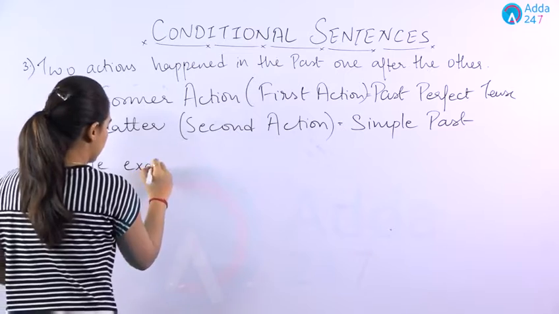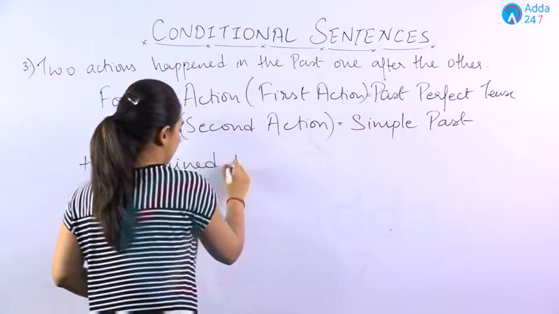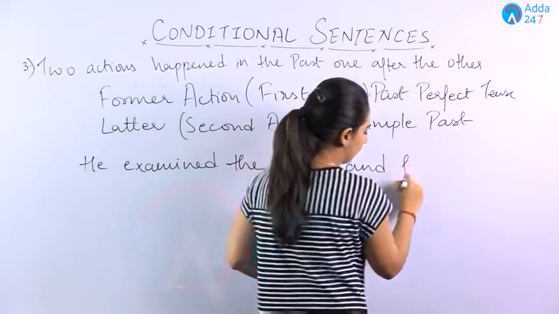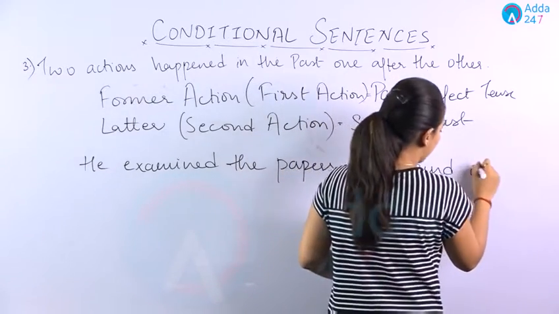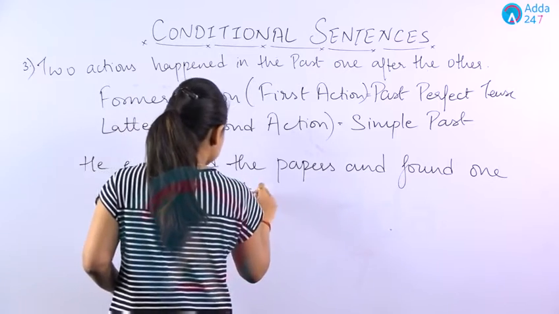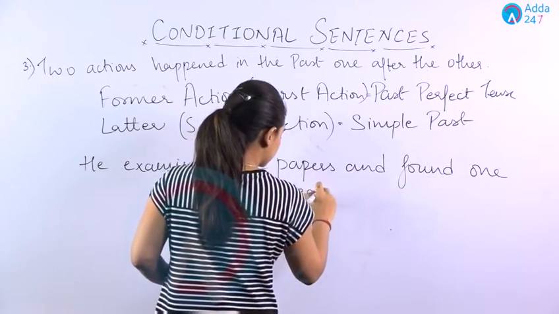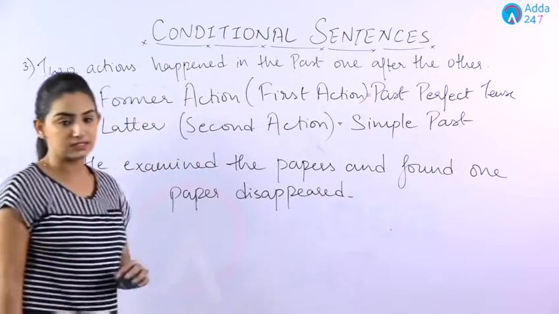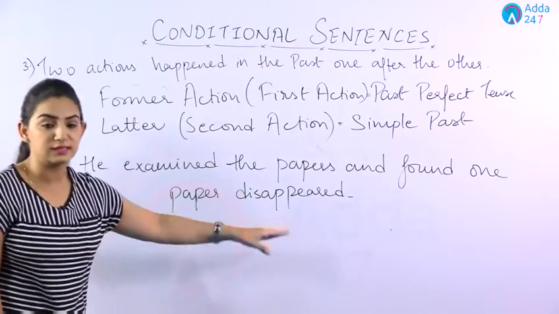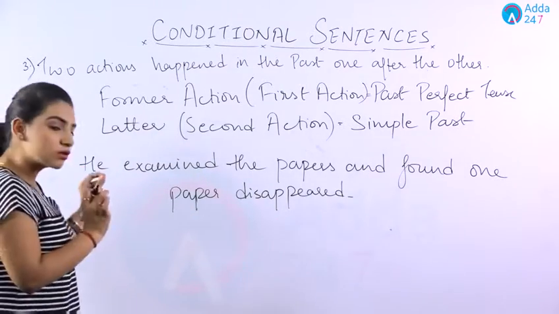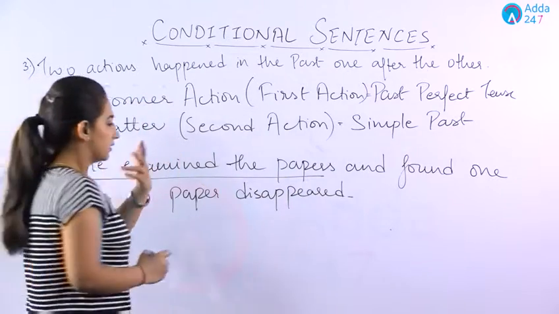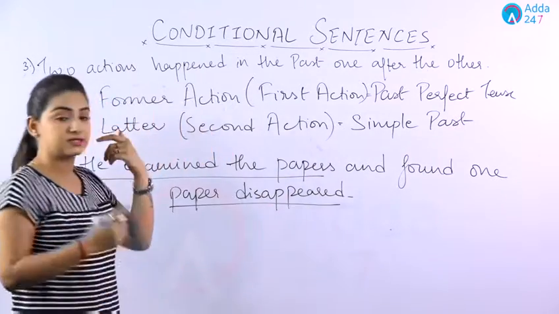He examined the papers and found one paper disappeared. One paper disappeared. He examined the papers and found one paper disappeared. Now here, if you look closely, the first action, he examined the papers. What was next? Paper disappeared.